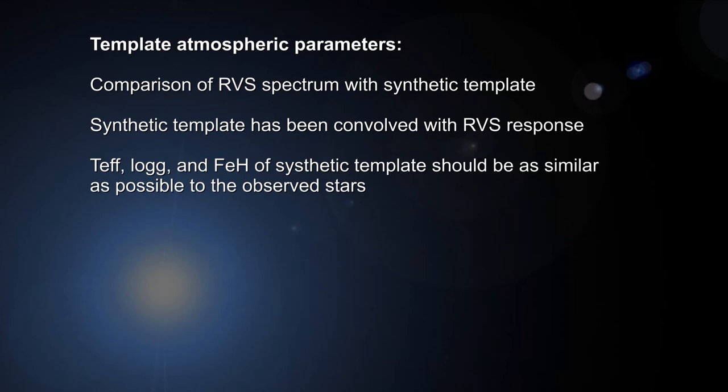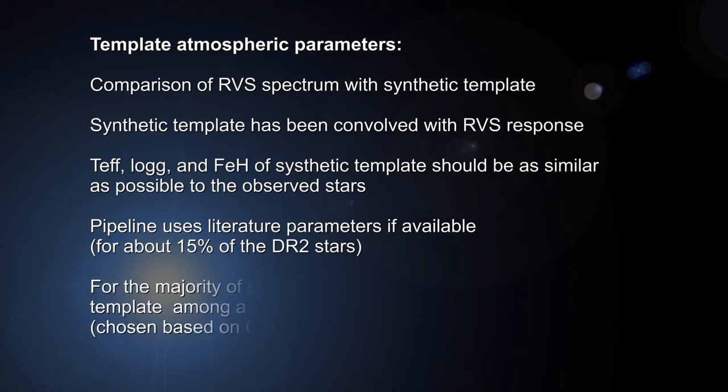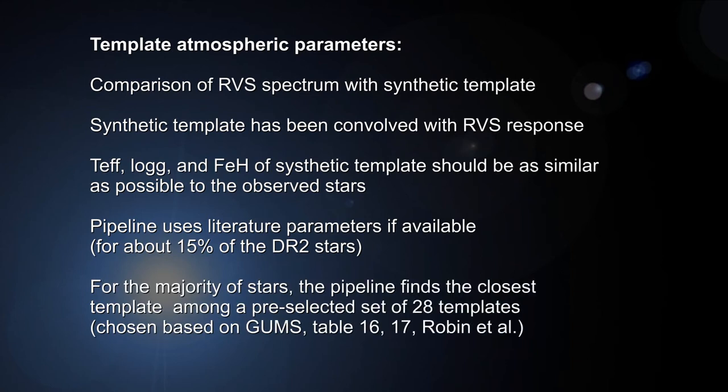The DR2 values of Teff were not available to the spectroscopic pipeline at the time of processing. The pipeline instead uses literature parameters for the target when available. But for the majority of the stars, the pipeline finds the closest template among a pre-selected set of 28 templates. This method results in template mismatches for both hot stars, above 7,000 Kelvin, and cool stars, below 3,500 Kelvin. The radial velocities of stars with RV template Teff outside this range have been removed from DR2. They will be reintroduced in DR3 when the spectroscopic pipeline will be able to use the stellar parameters estimated by the CU8 APSIS pipeline.